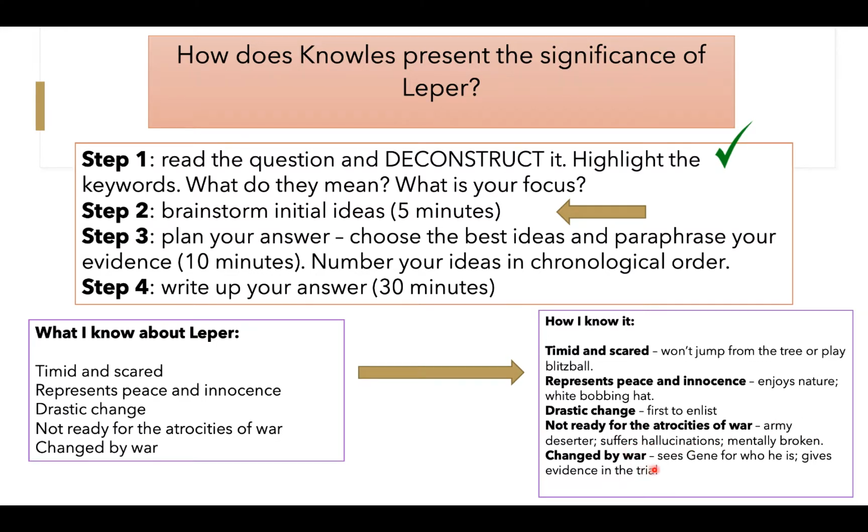Taking that further, how do I know he's been changed by war? He does see Gene for who he is, so he reveals that he knows Gene. He sees straight through the facade that Gene tries to put up, which previously he wouldn't have said the things that he says to Gene later on. And then he gives evidence in the trial at the end. He is no longer fearful or timid or scared. He's able to stand up in front of the other boys and denounce Gene for what he did to Finny.